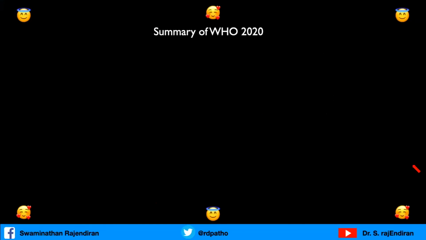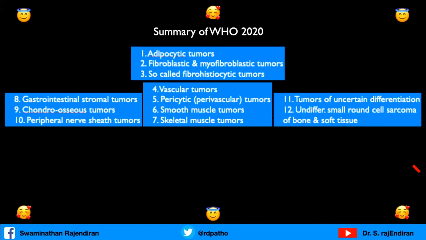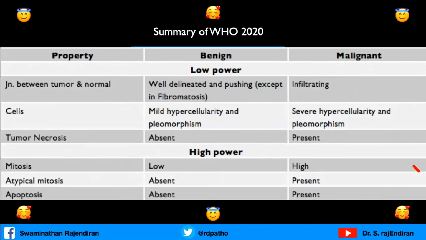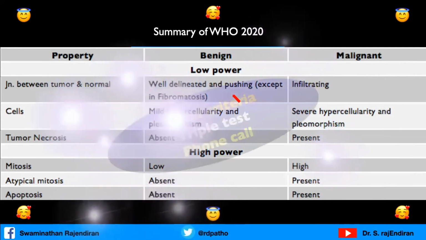So the take home message, summary of WHO: please remember the 12 major headings. And please remember this table. How will you differentiate benign and malignant? It's the junction between the tumor and normal. Whenever there is a 2 by 2 table, just remember one. In benign, it's a well delineated tumor, mildly hypercellular with mild pleomorphism, no necrosis, low mitosis, no atypical mitosis, no apoptosis. That is benign. All the opposite is for malignant. If you try to remember both, you may get confused. So just remember one column. That will help you to remember better.